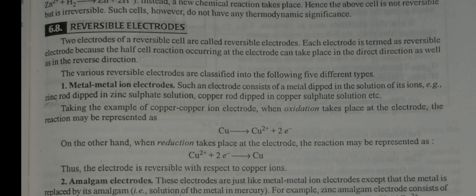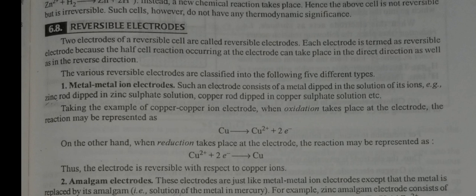Reversible electrodes. The two electrodes of a reversible cell are called reversible electrodes. Each electrode is termed a reversible electrode because the half-cell reaction occurring at the electrode can take place in the forward direction as well as in the reverse direction. The various reversible electrodes are classified into the following 5 different types.